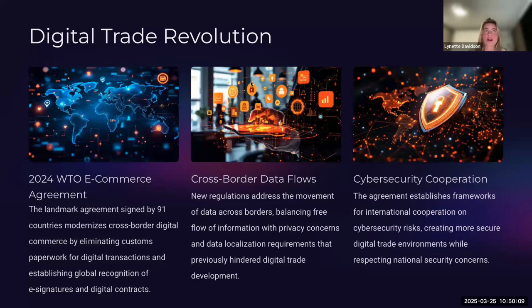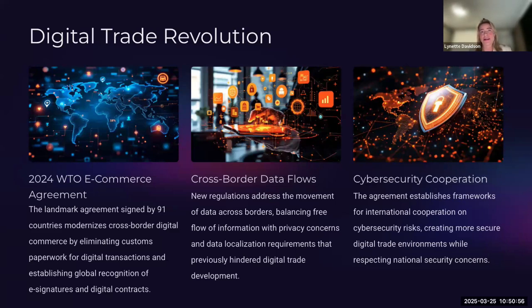We have also noticed that the world is becoming more digitalized. For example, with paperwork, do we still need signatures on paper, or could an electronic signature also be legally binding? In 2024, last year, there was the World Trade Organization e-commerce agreement. This was signed by 91 countries, which is quite a lot. It helps to modernize cross-border digital transactions and e-commerce by eliminating customs paperwork, so digital transactions can be recognized on a global level. Think about e-signatures, digital contracts, etc. This is a really important aspect over the past years.